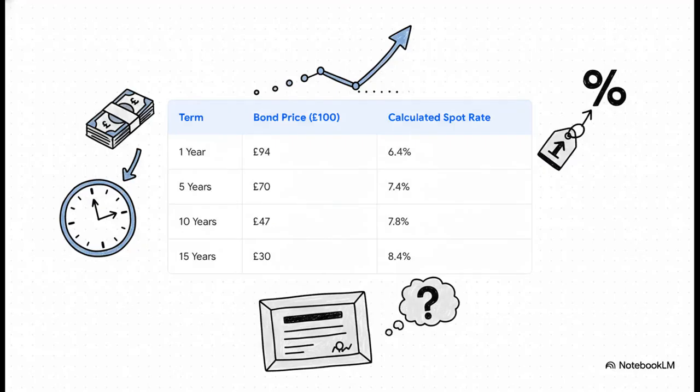So what sets these rates? It all comes down to the price of bonds. Look at this table here. The price you pay today for a bond that's going to pay you a set amount in the future, well, that price tells you what the interest rate is. The cheaper the bond is today, the higher your return, or spot rate, ends up being.